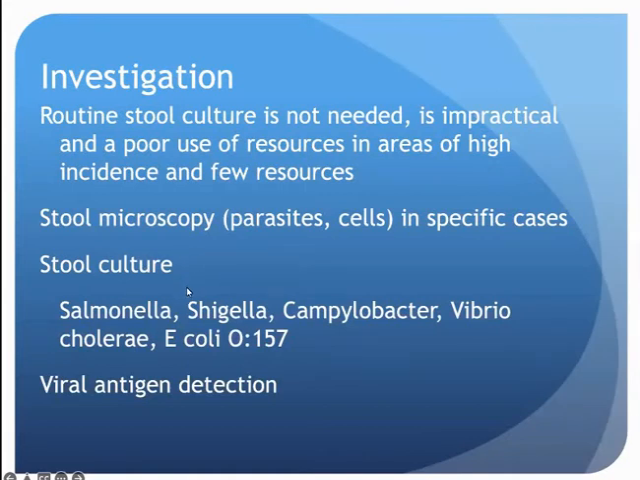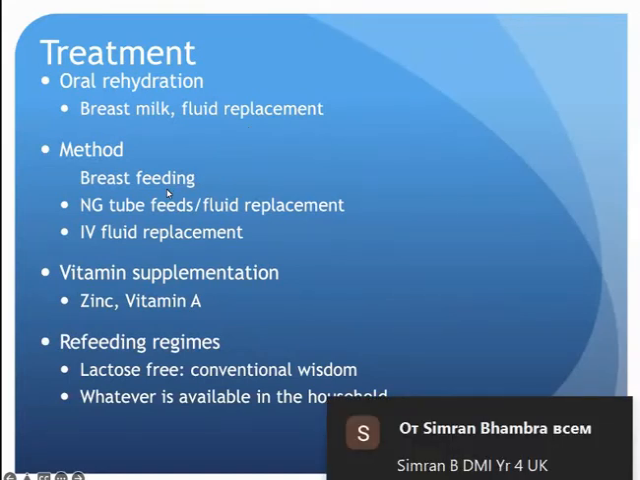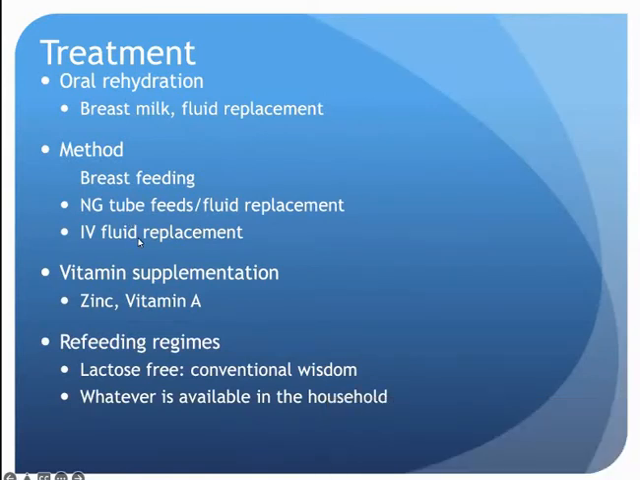If you have bloody diarrhea and you're looking at a large bowel dysentery, then you certainly would want to culture the stool. However, you would use the same antibiotic. You'd use ciprofloxacin, so you wouldn't need to delay treatment while you were waiting for the result. We treat with oral rehydration. So in infants and in babies, we're talking about breast milk, and then we're talking about fluid replacement, which you can do with breastfeeding, or with NG tubes in more severe cases when the baby will not take fluid orally, and only as a last resort would you use IV fluid.